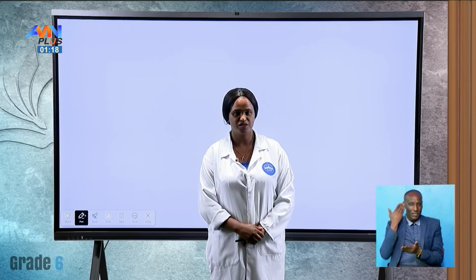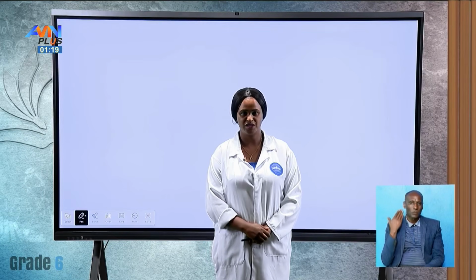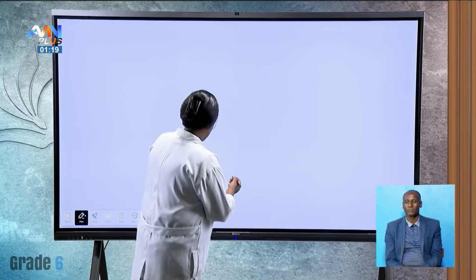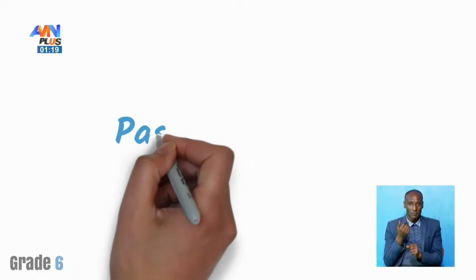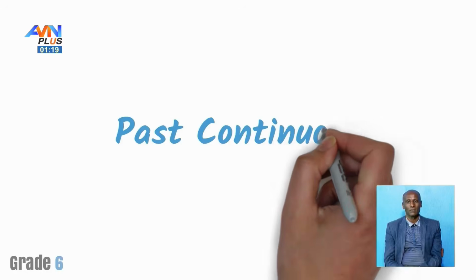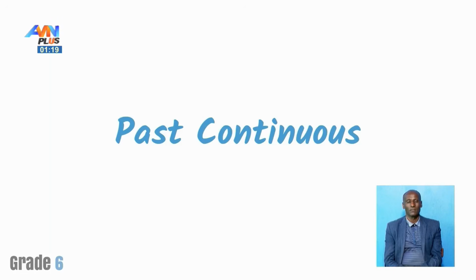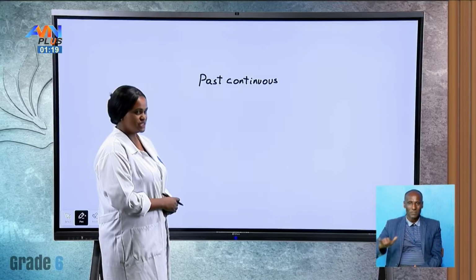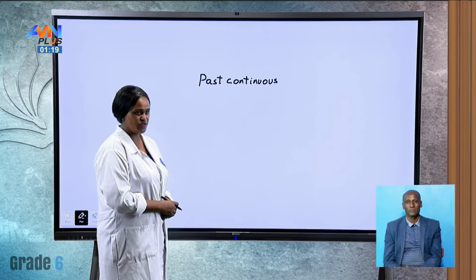This is English for grade 6. Last time, we learned about the past continuous. Do you remember what we have talked about past continuous? Can you tell the form of past continuous? Okay, let's do it together. Past continuous. We have seen some examples and some forms with a past continuous.